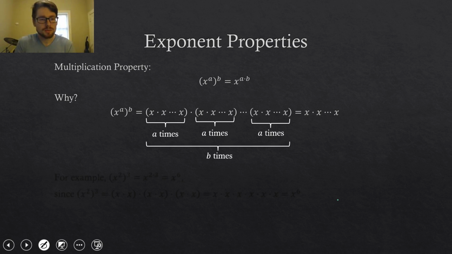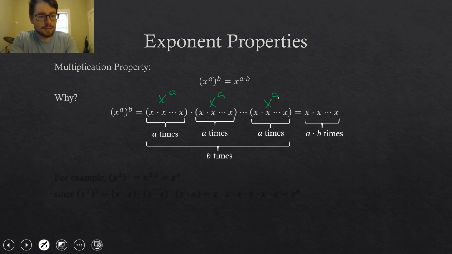So if you were to write all of these x's out, this is x to the a. There's a x's here. This is x to the a. There's a x's here, and so forth. And so if you apply that addition property to each of those, you count up all the x's, you're going to find there's a times b x's. So you're going to have a times b of them. And this is because this is what it means to multiply.